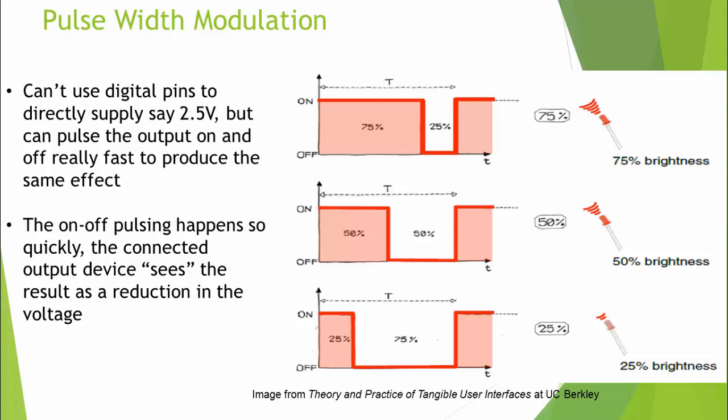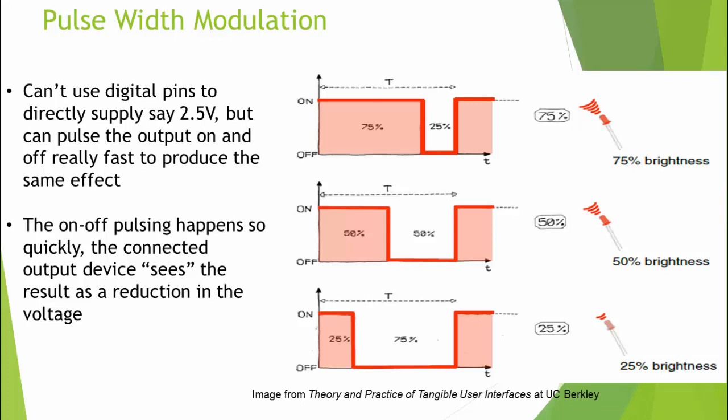So what we can do is simulate given potentials by having the power at 5 volts for different intervals. In the top case, we spend 75% of the time at 5 volts, 25% at 0 volts, and we get a 75% power output. The center case, 50-50, 50% output, and the lower case, 25-75 for a 25% power output.